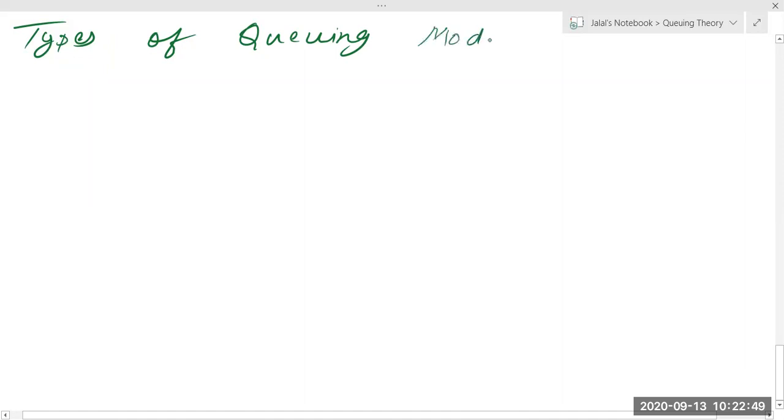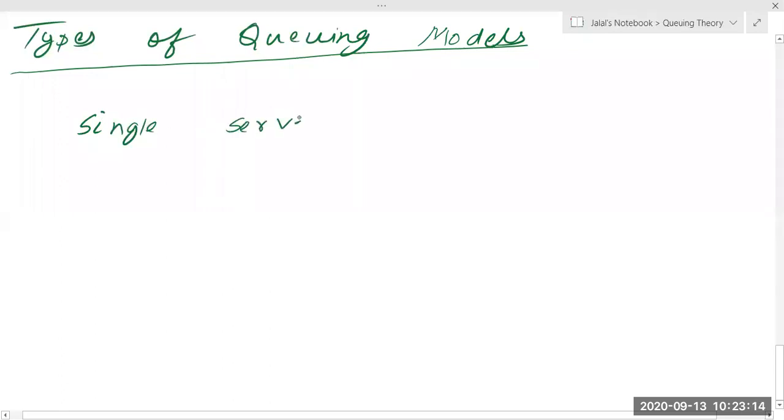Before introducing the types of queuing model, I'll write down some words for you. You already know what service is, so you also know the word server. Server means the one who is going to serve you, or the place from where you will get the service. There are two types of server in nature. One is single server. Wherever you go in the world, you will find either a single server or multiple servers.